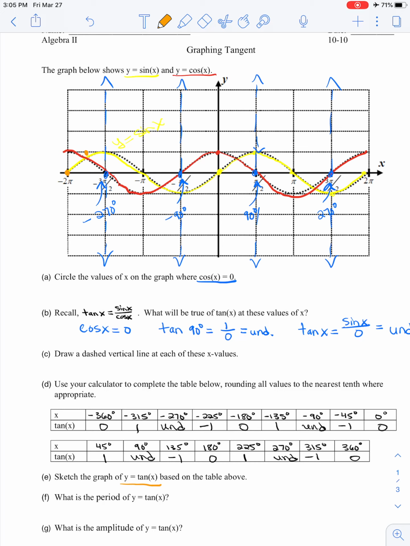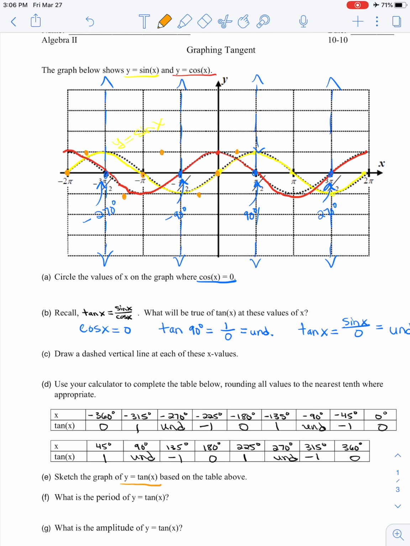Negative 270, we said it's undefined. You can see that vertical asymptote there. At negative 225, which is somewhere in between negative pi and negative 3 pi over 2, it's going to be negative 1. Negative 180, 0. Negative 135, it's going to be a 1. Negative 45, it's going to be a negative 1. 0, 0.